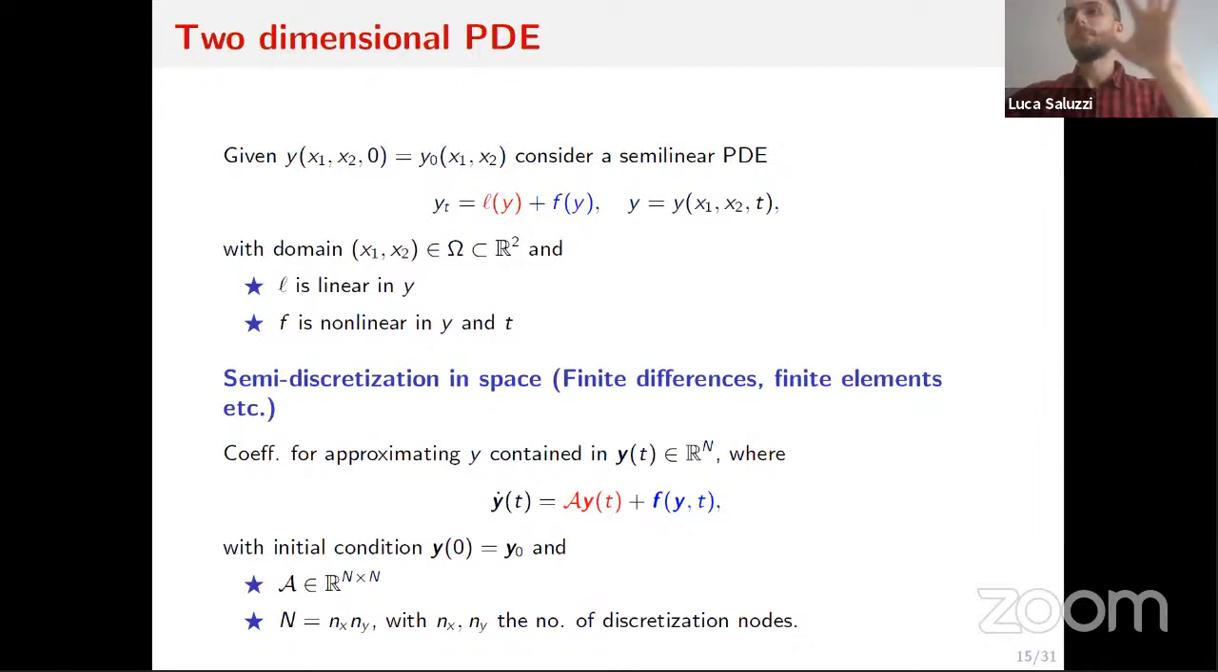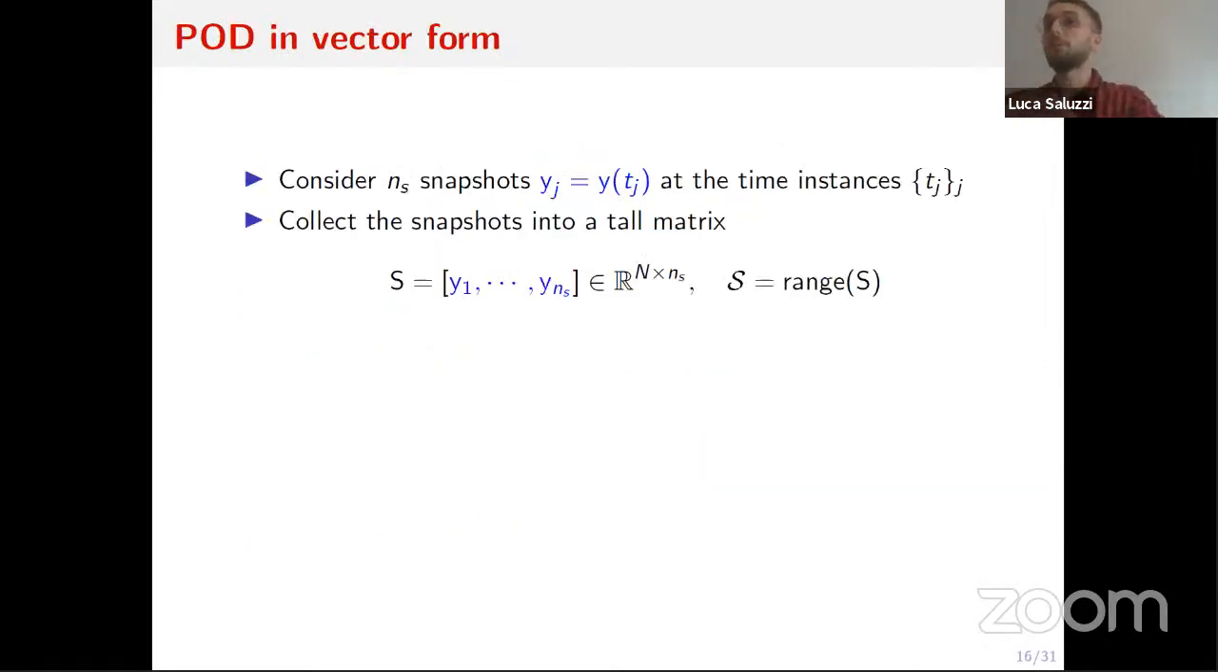Given this system, I describe POD, proper orthogonal decomposition. How does it work? We consider the snapshots. The snapshots are just the solution at given time instances of the dynamical system. So I fix some time instances, I construct a solution, and then I collect all these snapshots into a full matrix. You see this matrix is n, the number of discretization nodes, times the number of snapshots.